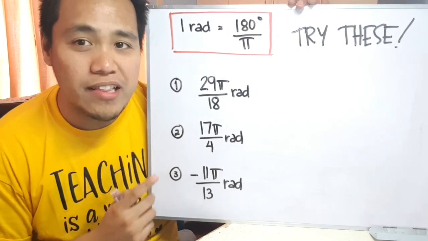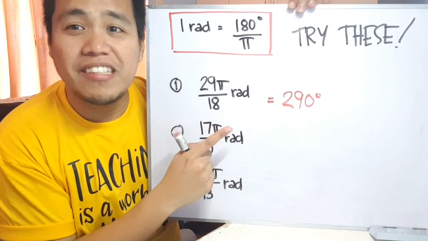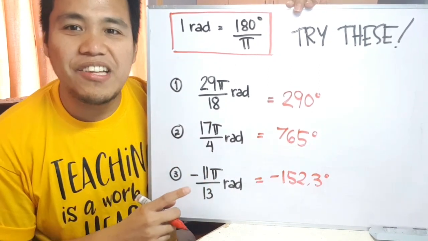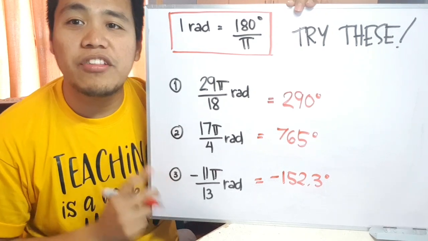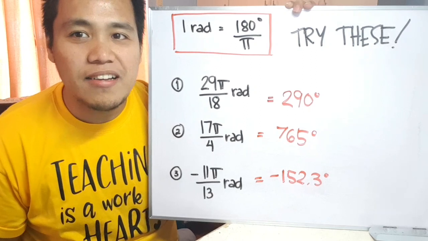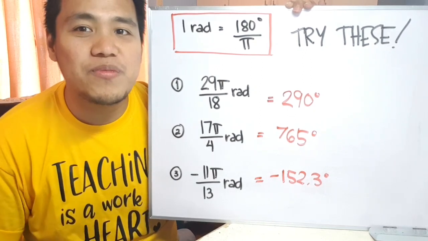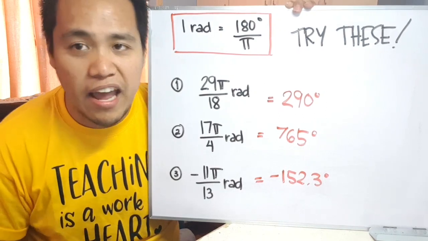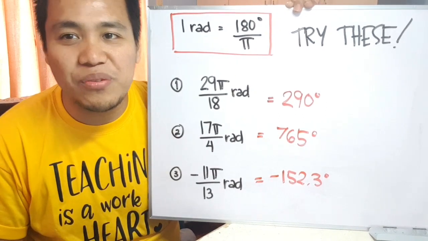For number 1, the answer is 290 degrees, 765 degrees, negative 152.3 degrees. So did you get all the answers correctly? Good job for all of you. That means you really understood how to convert radian to degree, and also vice versa, degree to radian.